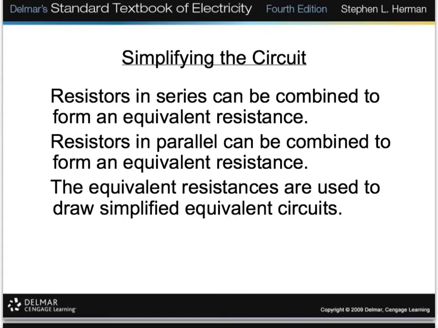So when we have a complex circuit, we have a whole bunch of different resistors like we saw in the previous video. We have some in series, they can be combined. We have some in parallel, they can be combined. And then we're just going to put them all together until we get one simple circuit that only has one resistor in it. So this is what we're looking for when we're done.